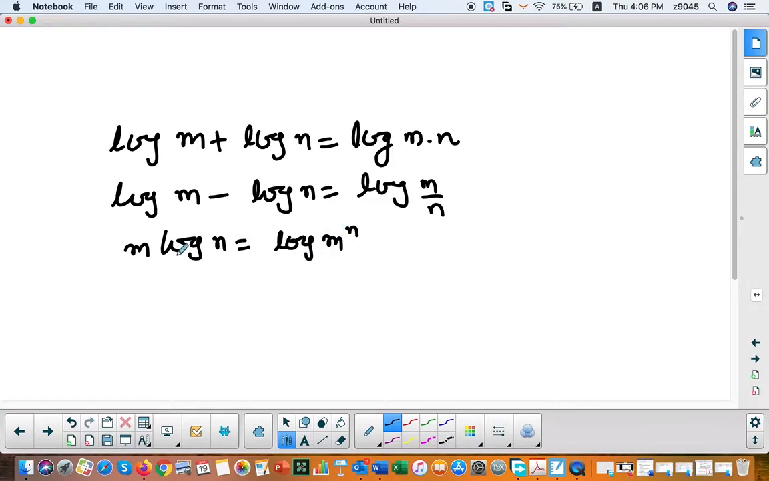These are a few properties of log which are used in almost all the questions of log and ln. The same properties are applicable for ln also. Let's look at some examples based on those.